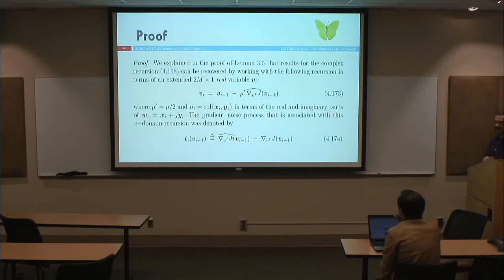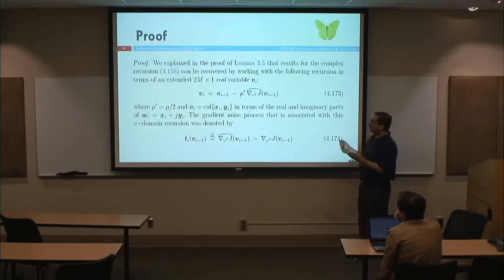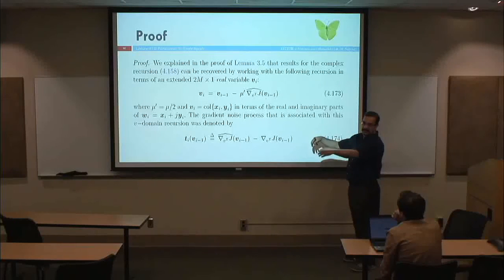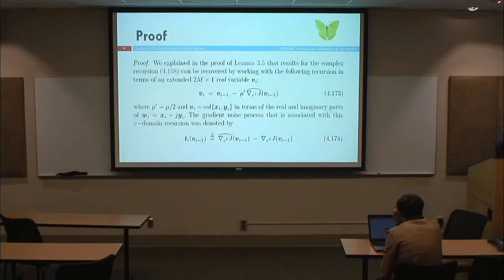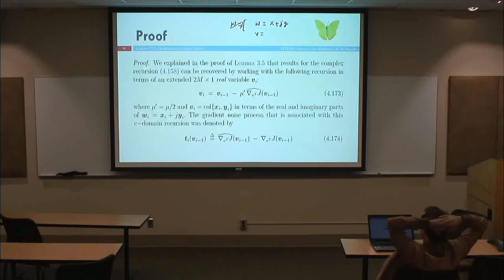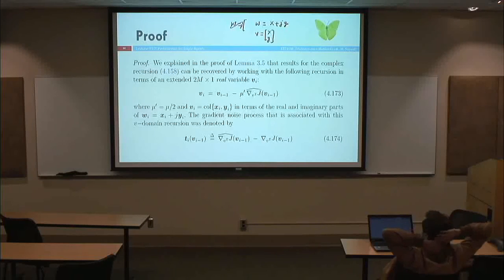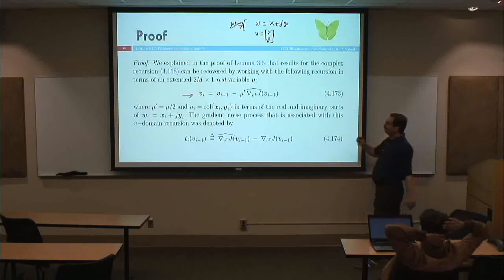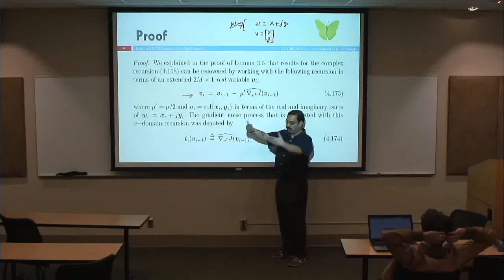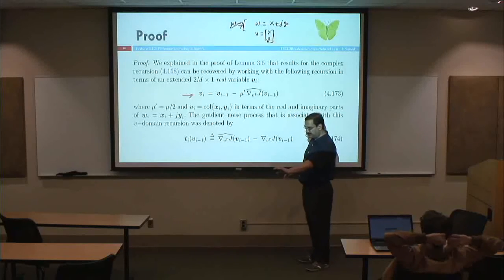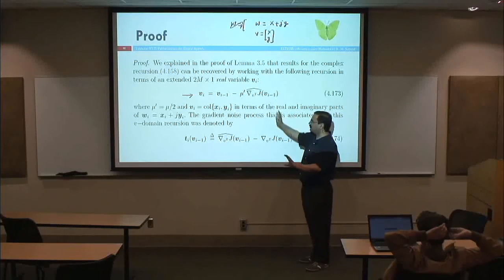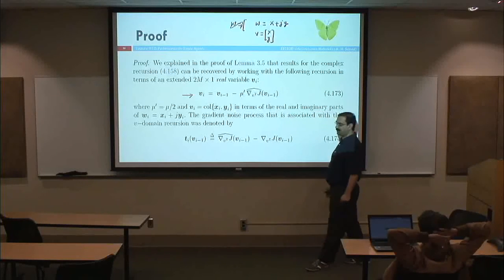Okay? This is the argument. First let's write down the recursion in the real domain, right? In the real domain. So if you write down the recursion, take your W, introduce its real part and imaginary part, and then V is the extended vector which contains the real and imaginary part of W, right? And you write down the recursion here, okay? Where mu prime is mu over 2. We showed in an earlier lecture that the complex domain stochastic gradient algorithm is equivalent to this real domain stochastic gradient algorithm. Okay? Very good.